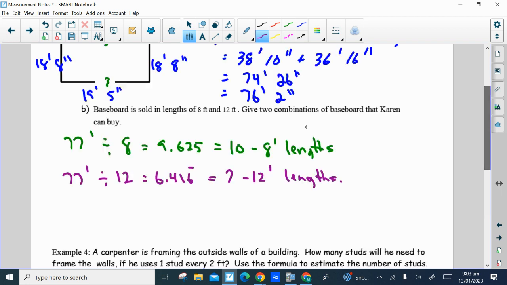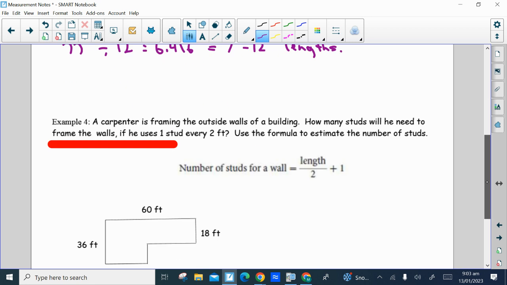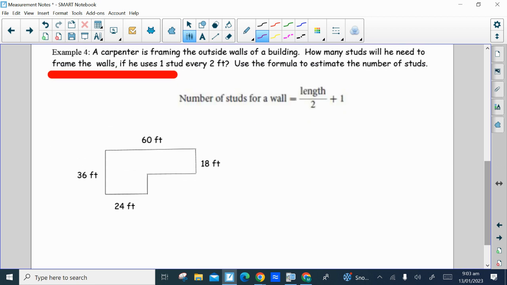Okay? So the reason you're dividing by 2 in this case is because we're going to have a stud every 2 feet. And the reason there's a +1 on the end is that for every wall, you must have a stud on each corner. That's why you're adding the 1 using this formula, because you must have 1 at each end of the wall. So there has to be a stud at each of those points, and then every 2 feet in between.